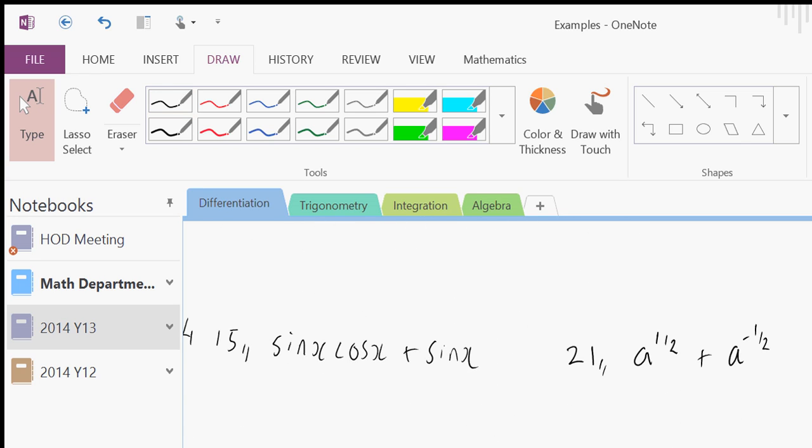Now this is in factorizing. We're looking for a common factor, and this one here, obviously sin x comes out the front because that is common, and you're just left with cos x plus 1. This one over here, you've got an a as common. There's several ways to do this, but let's just take out a to the half. That leaves me with 1 plus a.